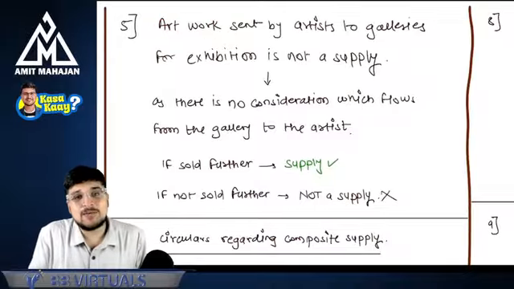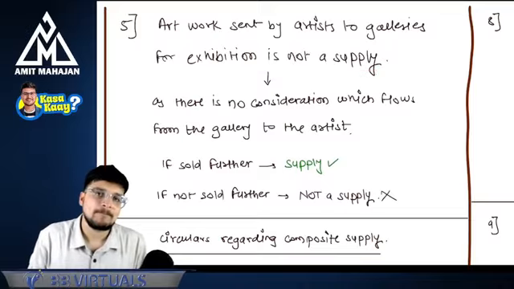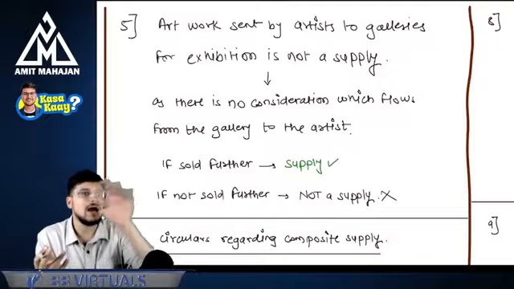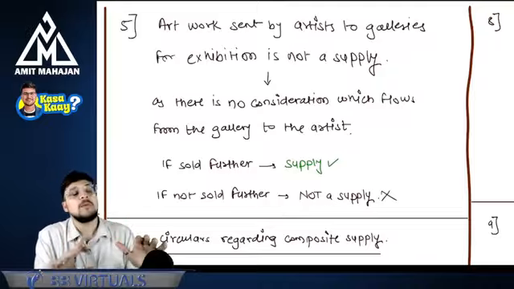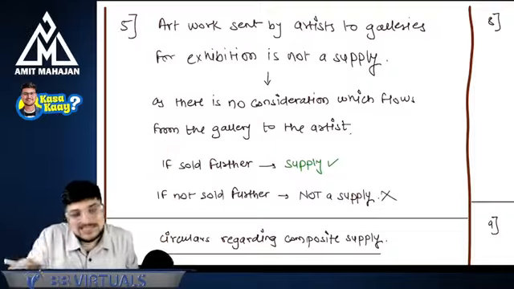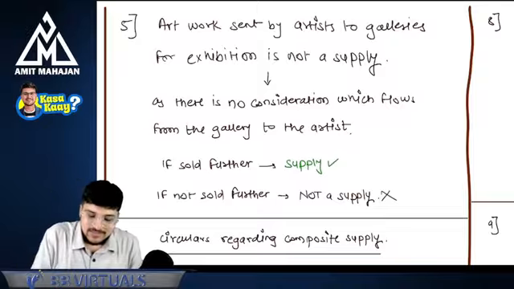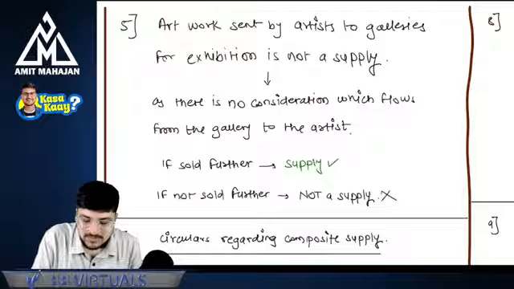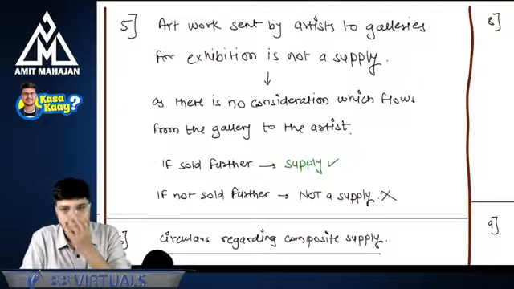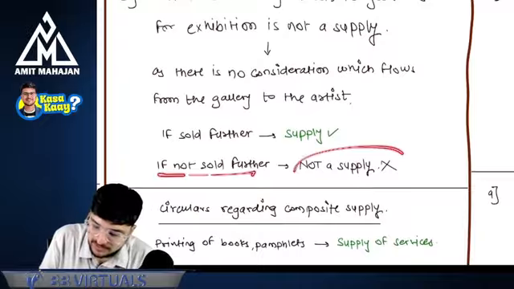That is, artwork which is sent by an artist to the galleries for exhibition is not a supply. I have made the painting and I have sent this artwork from my house to the art gallery. Is this a supply? No. But if it is sold further, then it is supply. Why is it not a supply? Because my artwork is getting sent from my house to the art gallery, there is no consideration involved in this, and that's why it is not a supply. But if it is sold further, it will be considered as supply. Understanding? Perfect. If it is not sold further, it is not a supply.